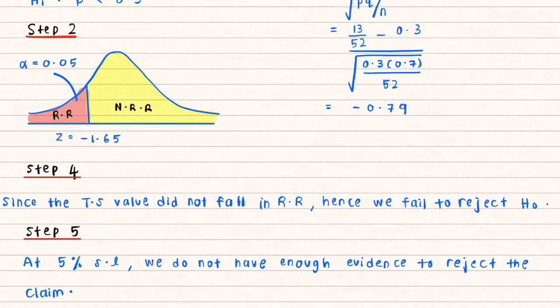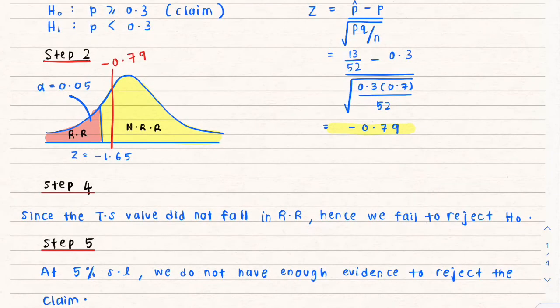Okay, step number 4, you are making a decision. Remember that your decision will be based on your test statistic value. Check whether this value falls in the rejection region or non-rejection region. Negative 0.79 falls somewhere here in your non-rejection region. So your decision will be, since the test statistic value did not fall in the rejection region, we fail to reject the null hypothesis.